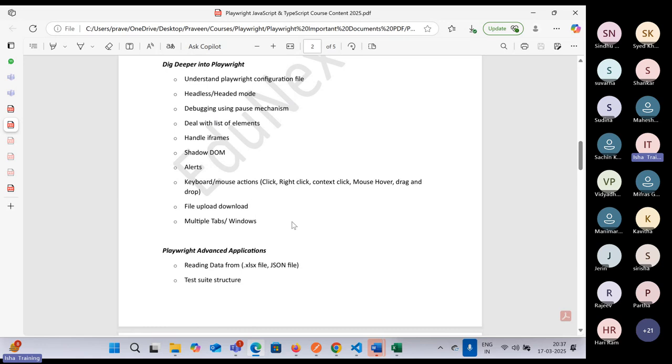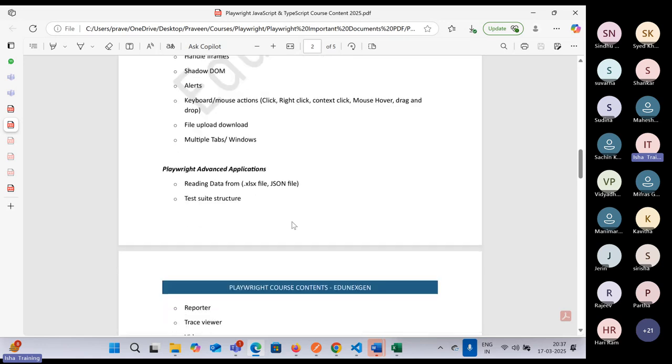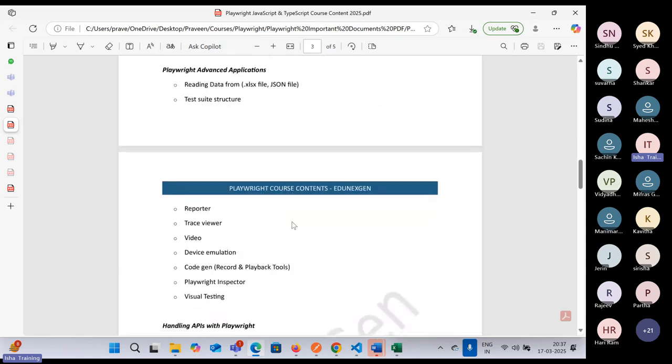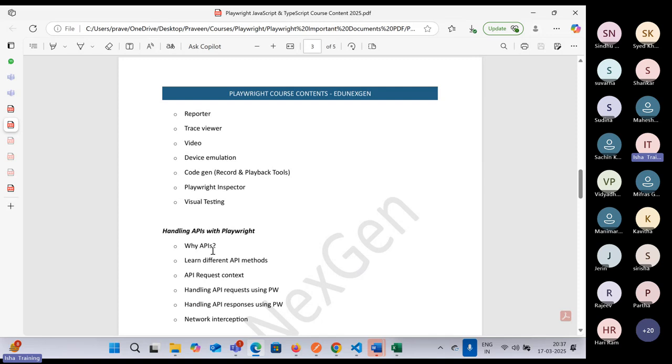After that, we'll move towards a more advanced level of applications in Playwright, where we'll see how do we get the data from a JSON file, how do we get the data from an Excel file, how do we get the data from constant classes, how do we make the framework structure, different types of reporting, how do we generate the video recordings, how do we take the screenshot, how do we automatically generate the test script.